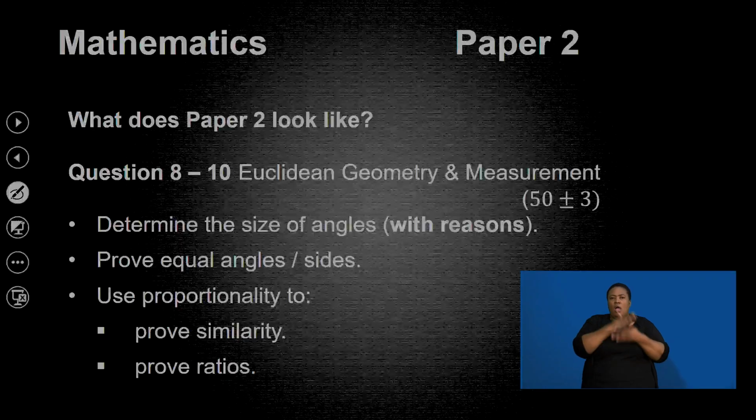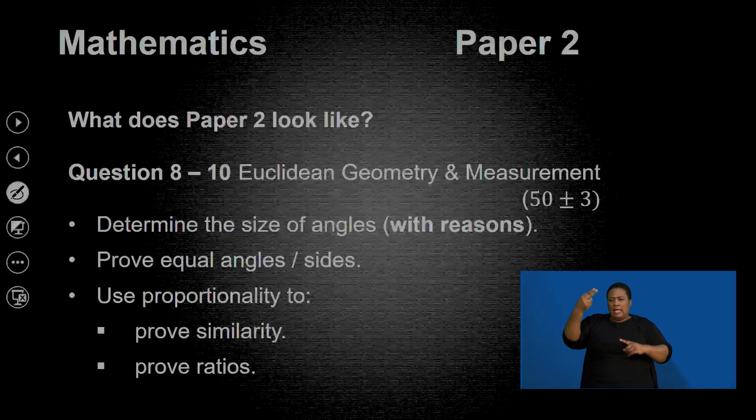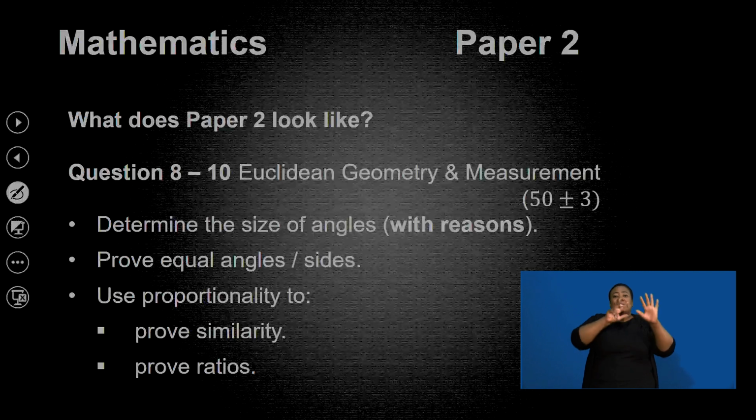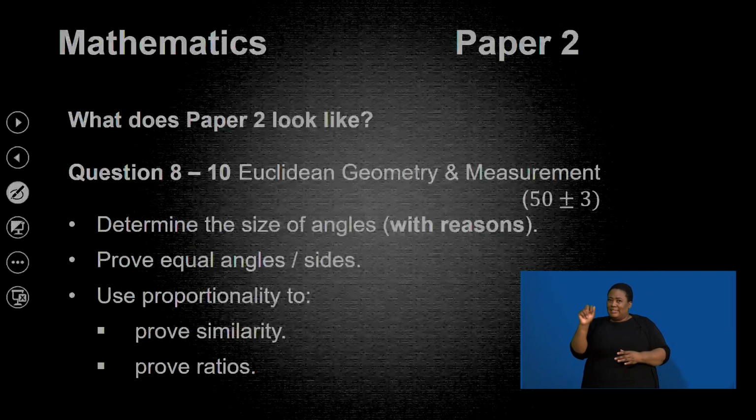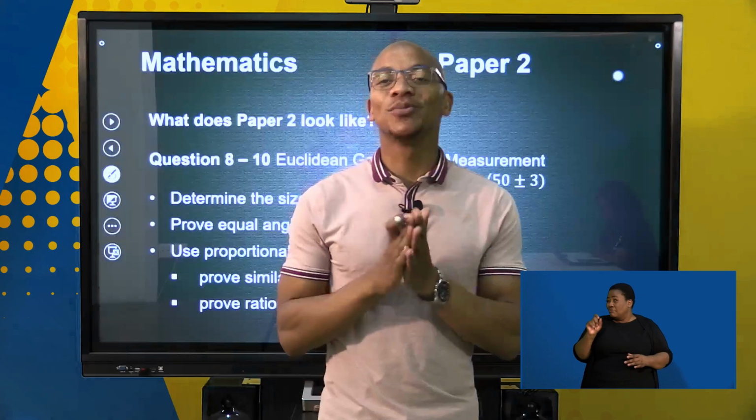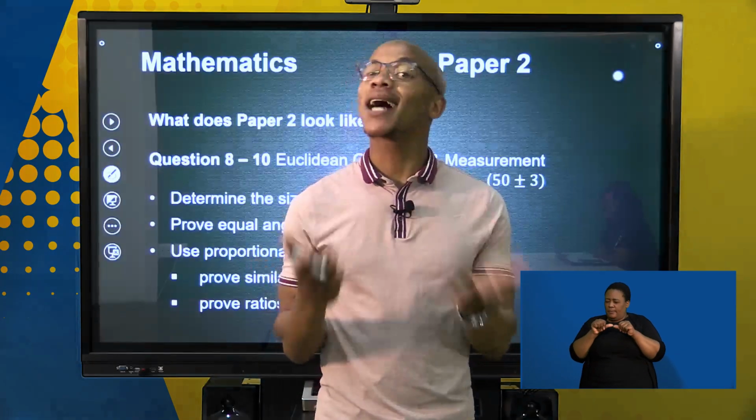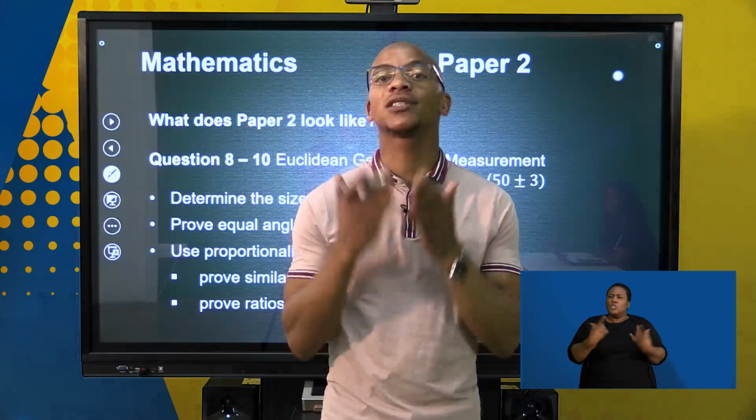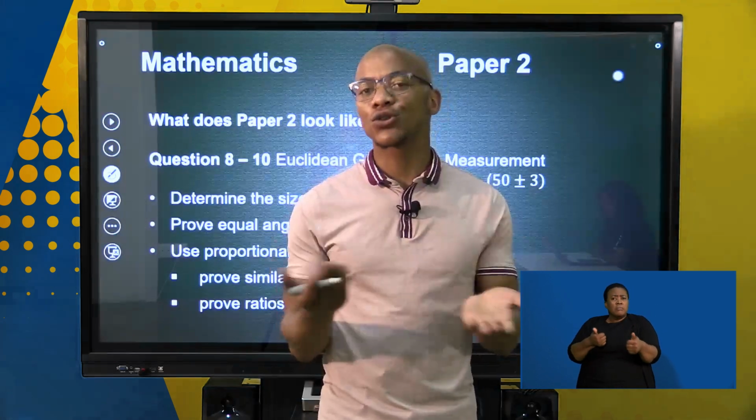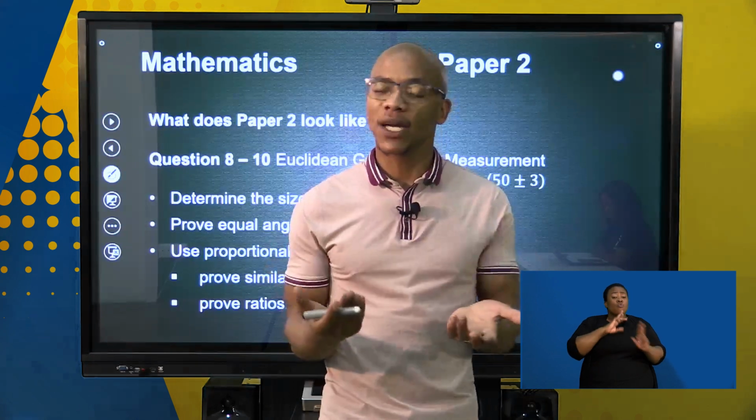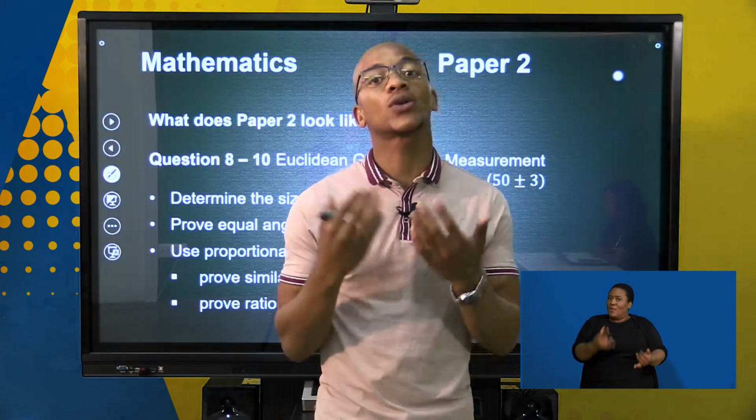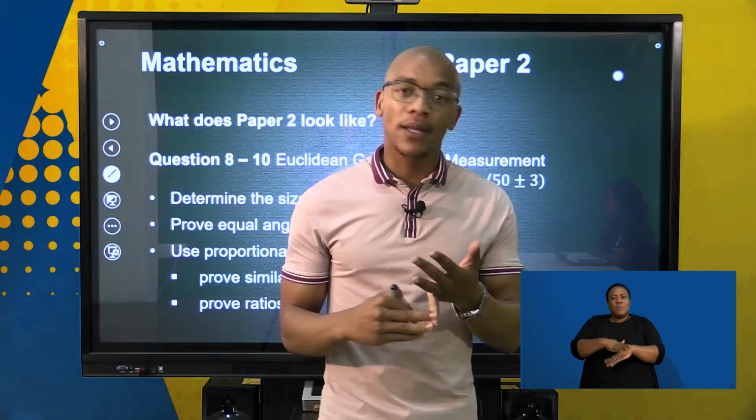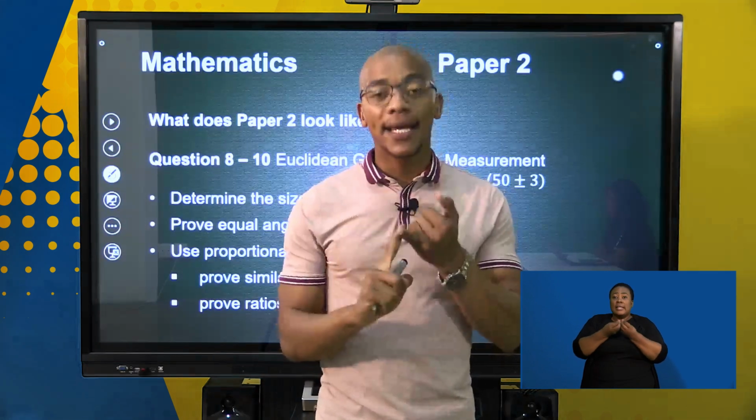And then also our question 8 to 10 will be Euclidean geometry and measurement. Now, I know Euclidean geometry seems to be the most difficult question, but I've seen a lot of you guys do so well in that particular question. The diagnostic report has also indicated that you guys are now mastering your Euclidean geometry, so keep up the good work. The main thing that you need to know is I need reasons.